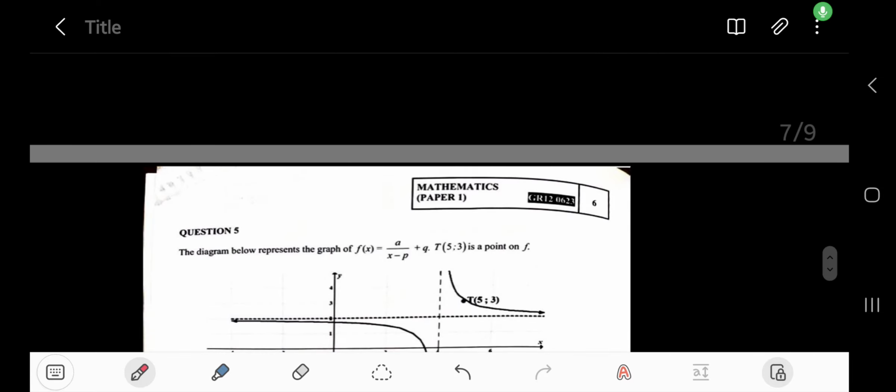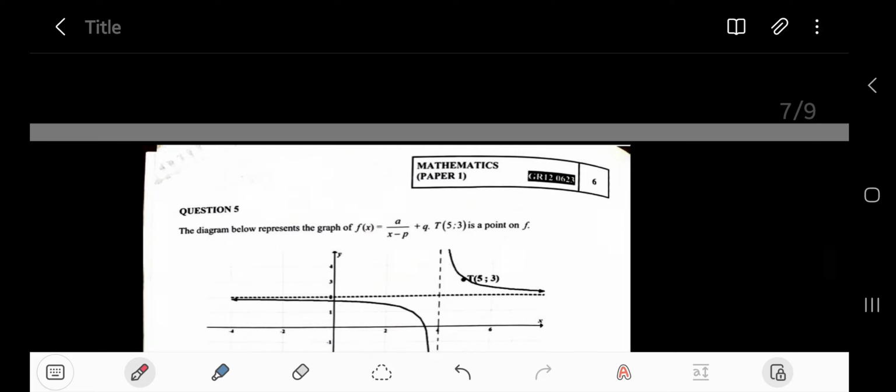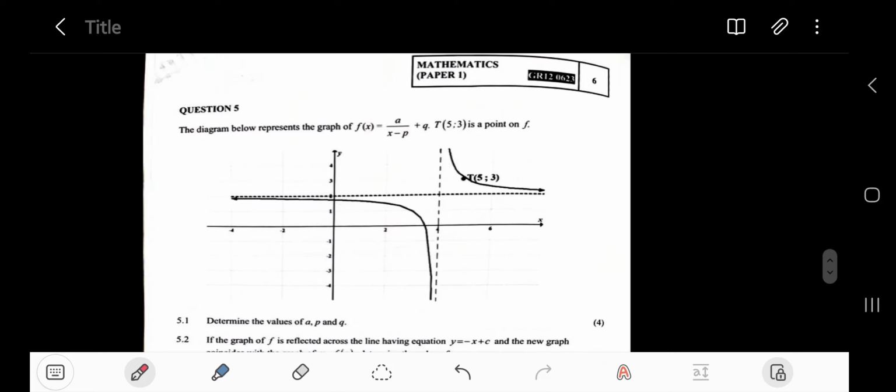Continue with the paper. So we're doing June 2023. That was written on the 9th of June in Gauteng, right? So this is the paper. We're doing question 5, which is about functions, right? So let's look at it.